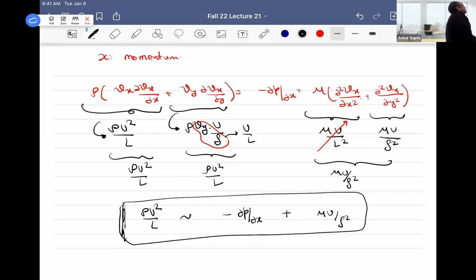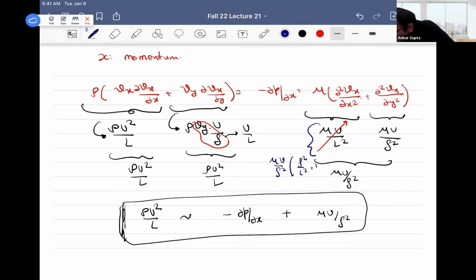Does this make sense? I hope this is clear for everyone. Yes, please. Can you say again why you crossed out the mu U by L? Sure. Basically, remember that if I take the mu U by delta square out, this will become delta square by L square plus 1. The delta by L is very small, so I can essentially cross this out. Make sense?